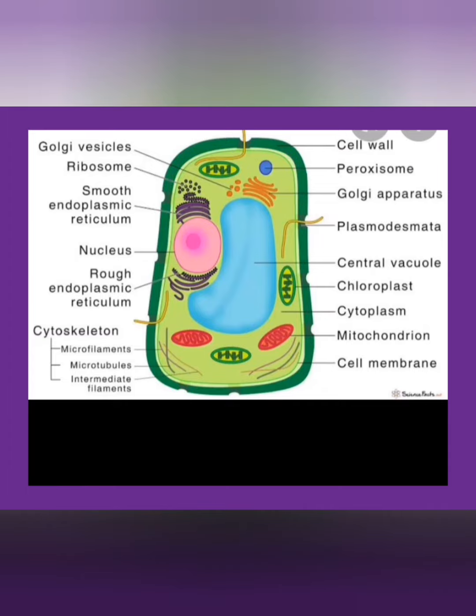Okay, let's see the difference between cell membrane and cell wall now. Cell membrane is the outermost living membrane of the cell, whereas cell wall is the outermost non-living thick protective membrane of the cell. Then cell membrane is selectively permeable in nature, whereas cell wall allows all the substances to pass through. It is highly permeable. Okay, and cell membrane is found in animal cell as well as in plant cell, whereas cell wall is only found in plant cells. I hope it is clear now.